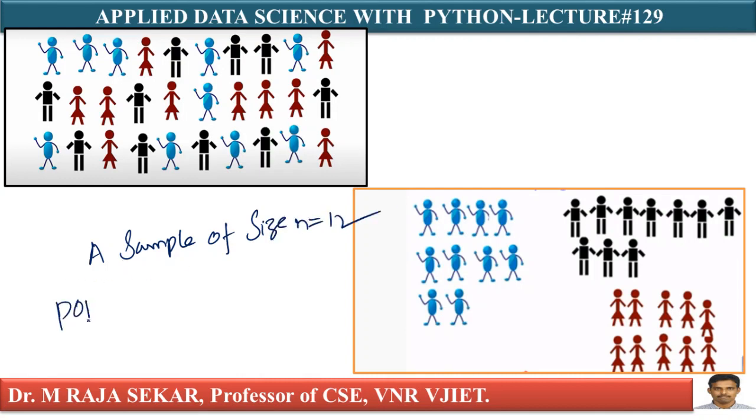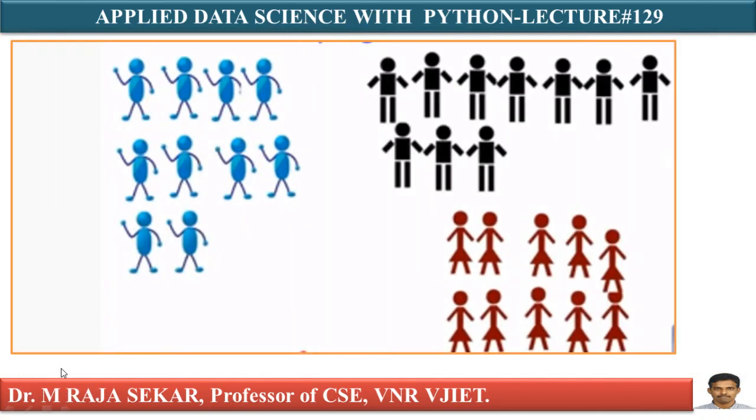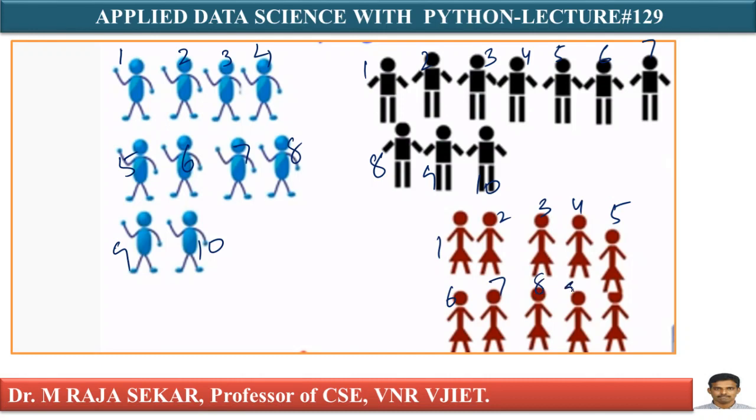What is my population size here? Population size is capital N equal to 30. How can I choose? It's simple and straightforward. You must give numbering for each member of a strata. This is number 1, 2, 3, 4, 5, 6, 7, 8, 9, 10. In similar manner, 1 to 10. Here also 1 to 10.